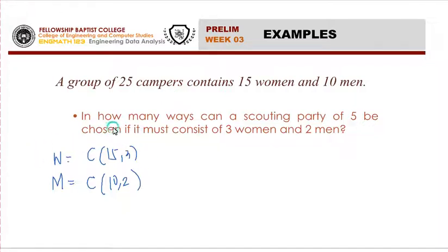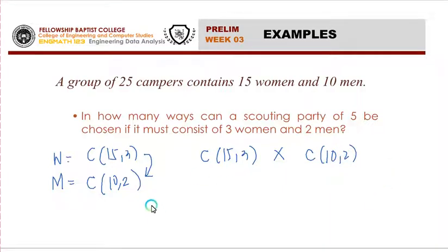Since we choose 3 women, then after that we choose 2 men. So there is a succession of tasks that we can perform. But this affects our next problem. We have to consider the fundamental principle of counting to get the total value. So our formula, or our answer, is C15,3 times C10,2.